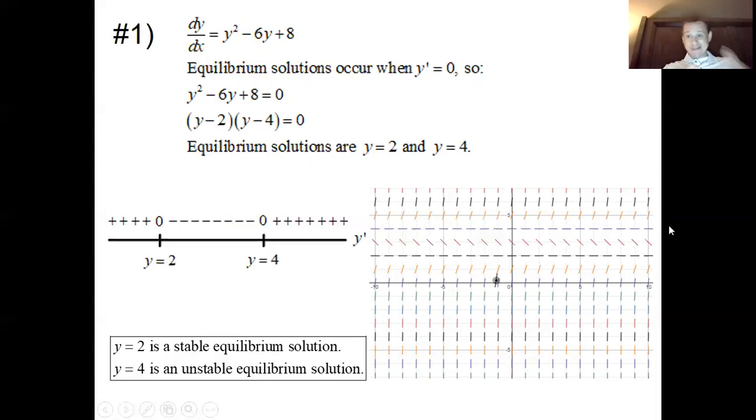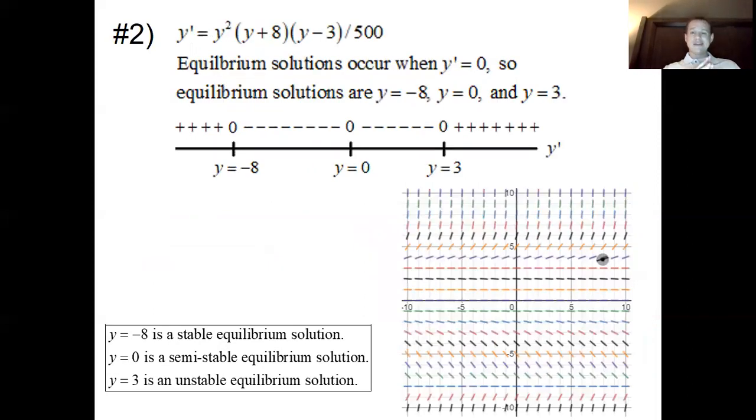So things are diverging away from this one on both sides. So this would be an example of an unstable equilibrium solution. So y equals 2 is a stable equilibrium solution, and y equals 4 is an unstable equilibrium solution for this.